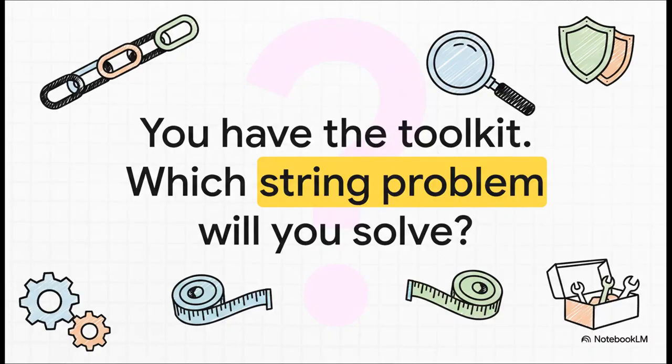And that is your starter kit for mastering Java strings. You now have the tools you need to measure, to compare, to find, and to build. So I want you to think about some code you're working on right now. Which one of these tools can you use to make it cleaner, safer, or just more efficient? The toolbox is wide open, so what are you going to build first?